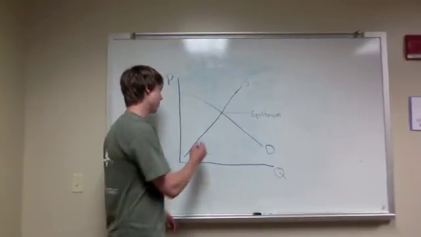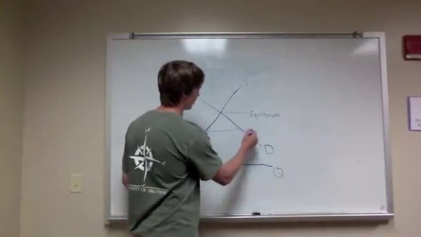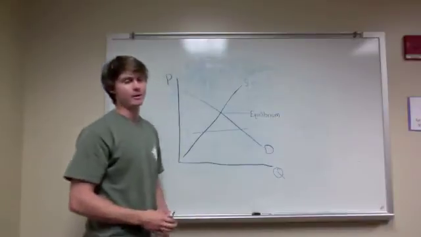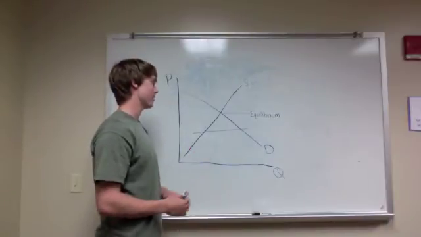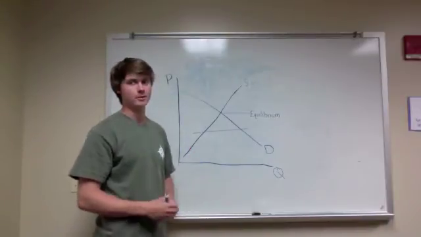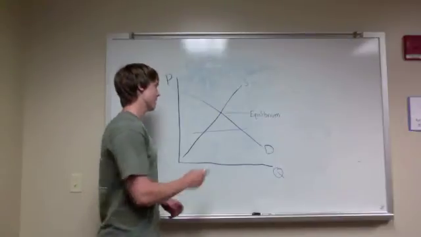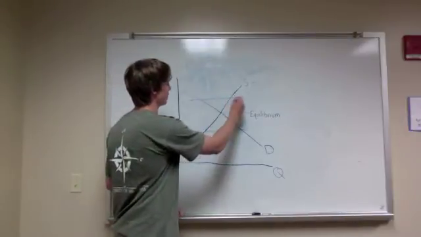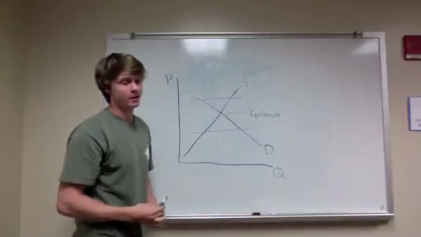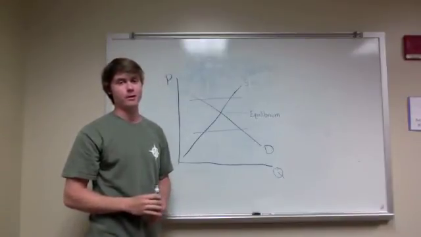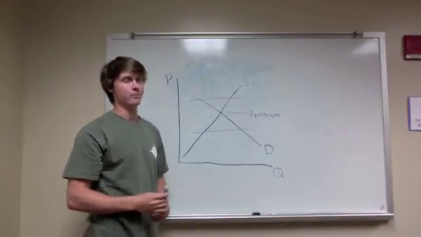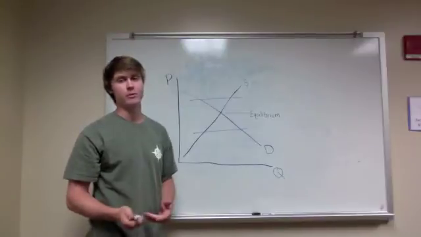So price floor is below the equilibrium point right here. It will be non-binding because the equilibrium price is above the price floor, and so it doesn't really affect anything. And if the price floor is above the equilibrium point, like this, then it is binding because the price floor is above the price which the buyer and seller both want to sell at.